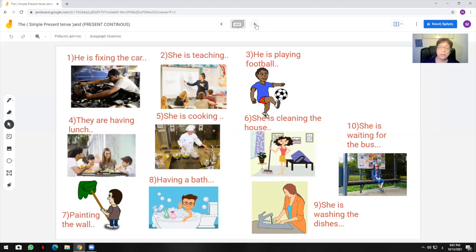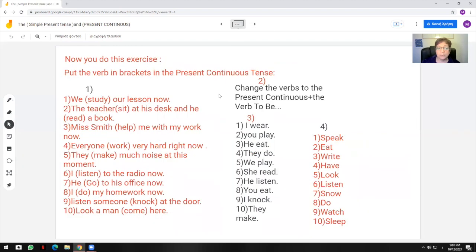Okay, let's go to the next. Here, I prepared an exercise for you. أنا حضرت لكم exercise تمرين صغير عشانكم أنتوا هتحلوه so that you learn how to change the verb from the simple present to the present continuous. Now, here you put the verb in brackets. الكلمات اللي هي بين قوسين دي هتغيرها in the present continuous tense في الحاضر المستمر. Okay?